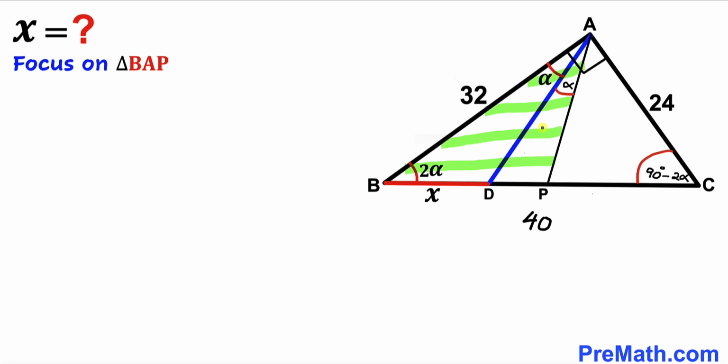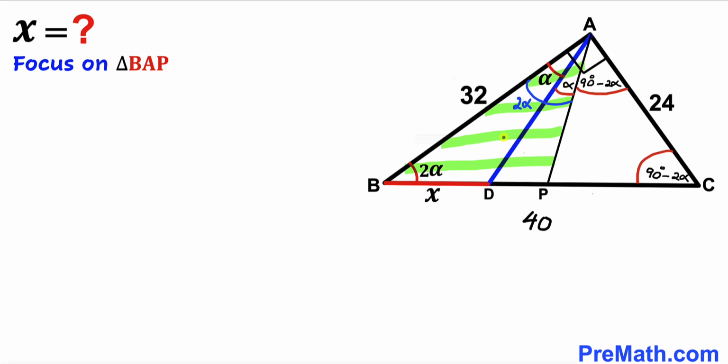Let's focus on this triangle BAP. We can see that this whole angle BAP is going to be alpha plus alpha, which gives us 2 times alpha. And now we can see that this angle is 90 degrees. So this remaining angle is going to be 90 degrees minus 2 alpha. So we can see that this angle PAC turns out to be 90 degrees minus 2 alpha.